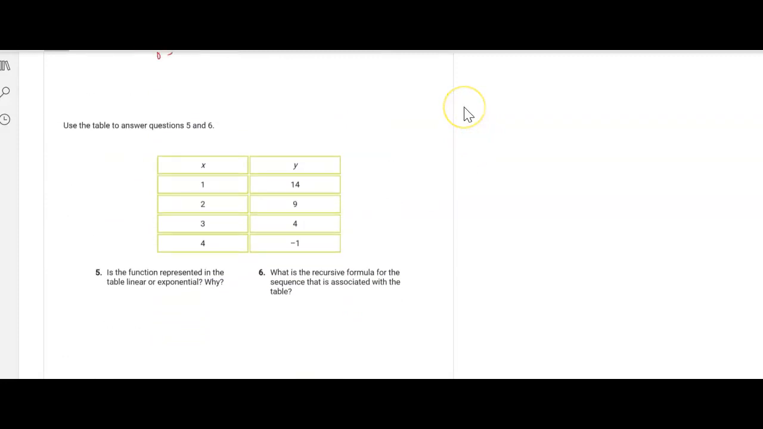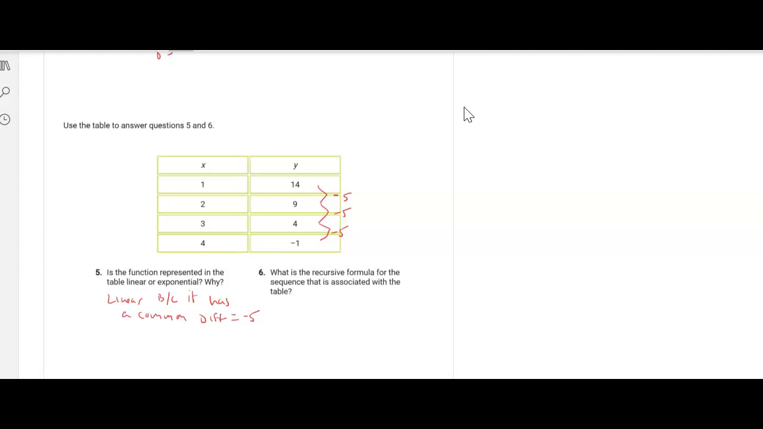Okay? Now, is this function represented in the table linear or exponential? Why? Well, if I look here, am I multiplying or adding the same amount each time? I see I'm subtracting 5 each time. Subtraction is kind of a form of addition, so we would say this is going to be linear, because it has a common difference that's equal to negative 5.